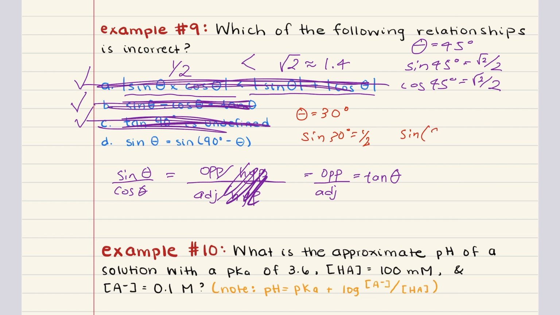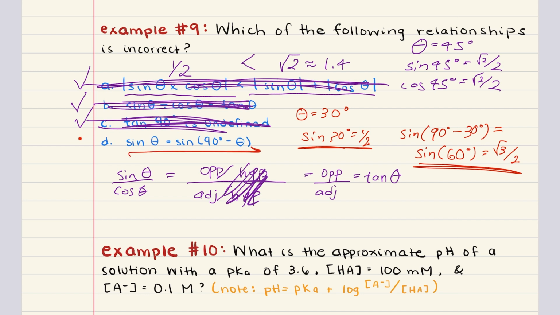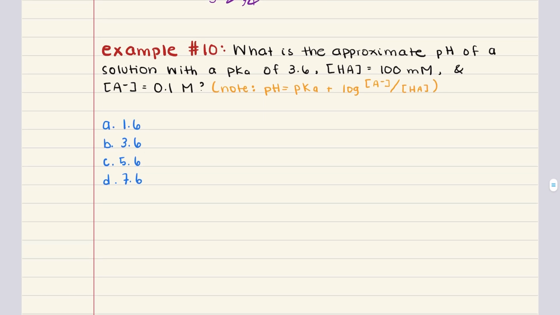Sine of 90 degrees minus theta, which is 30 degrees, means we're doing sine 60 degrees. This is equal to the square root of 3 divided by 2. And so we notice that sine 30 degrees is not equal to sine 60 degrees, so this statement is incorrect. And since problem 9 is asking which of the following relationships is incorrect, our correct answer is going to be D. Let's move on to problem 10.